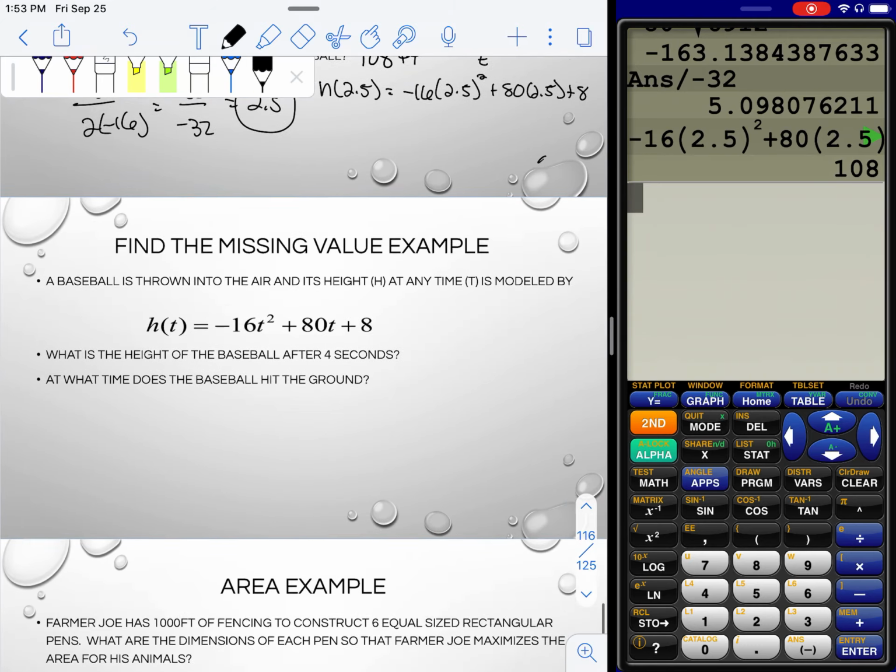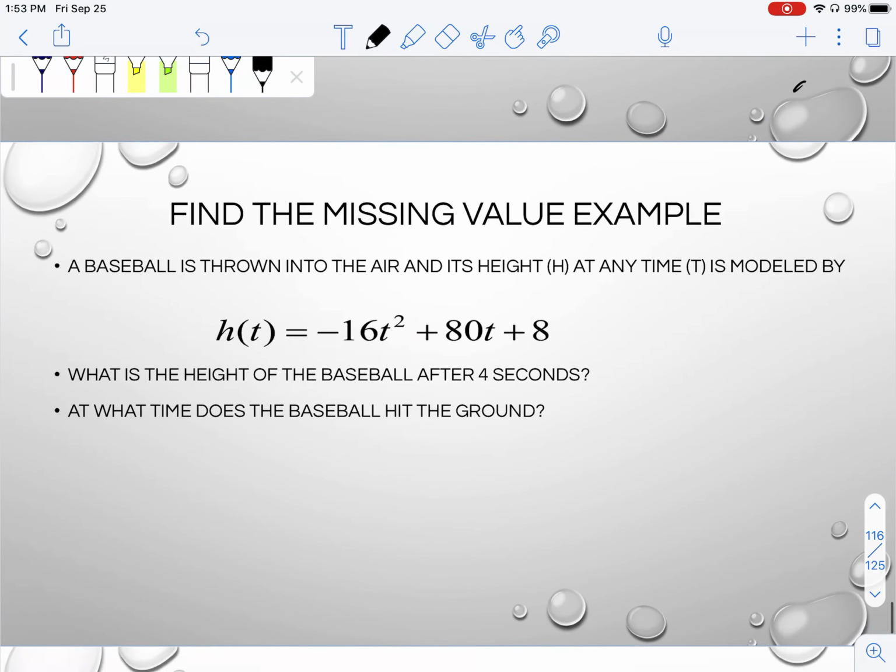The second example here is finding the height after a given time. So how high is it after 4 seconds? Since time is modeled by t, all we're doing is plugging a 4 in for t. So we're doing h of 4. All right, and you can type that in. You should get 72.